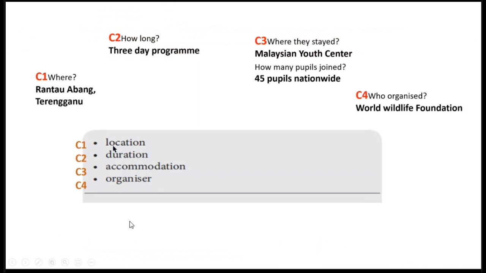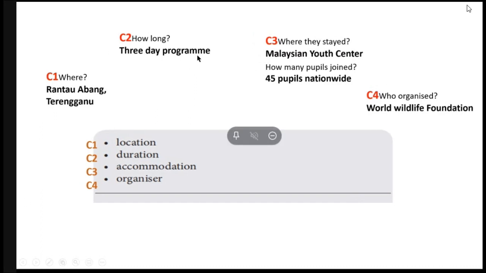Okay, let's go to the content. When you say elaboration, these are only the points. Location: you have to give your own location, because in the question there's no location mentioned. So you must mention location. I write here Rantau Abang, Terengganu. And then the duration is also not mentioned, so I gave a 3-day program. Okay, how long was it? It's a 3-day program.